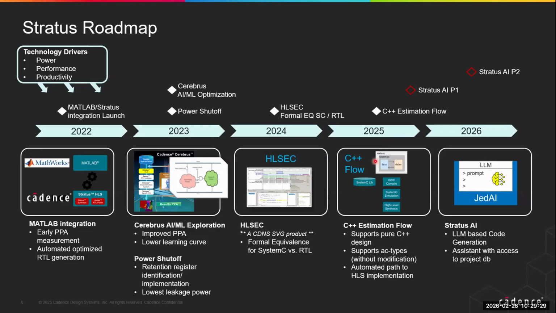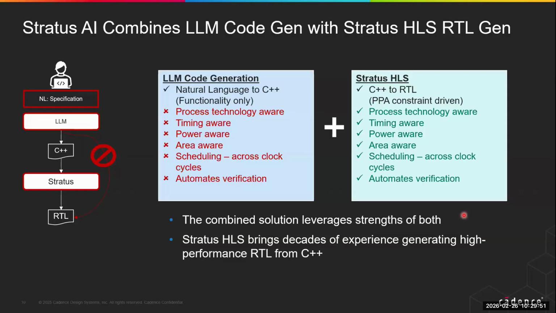This is also important because it's a key portion of our Stratus AI products. The first one was released in December of last year. The next one is due out mid this year. With Stratus AI, we're adding an LLM to the equation, and so it changes the way that users interact with our tool, but it also adds code generation capability. So let's talk about Stratus AI.